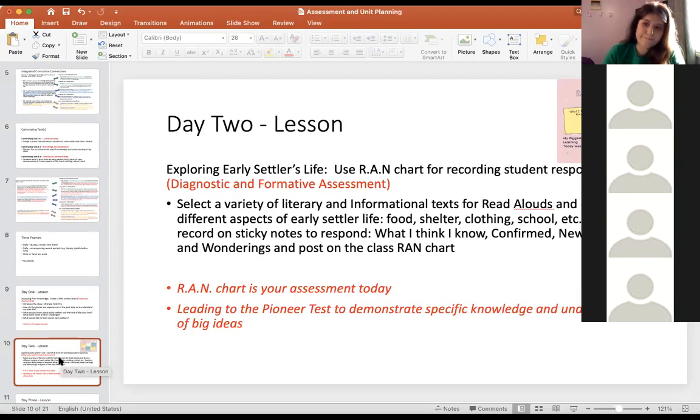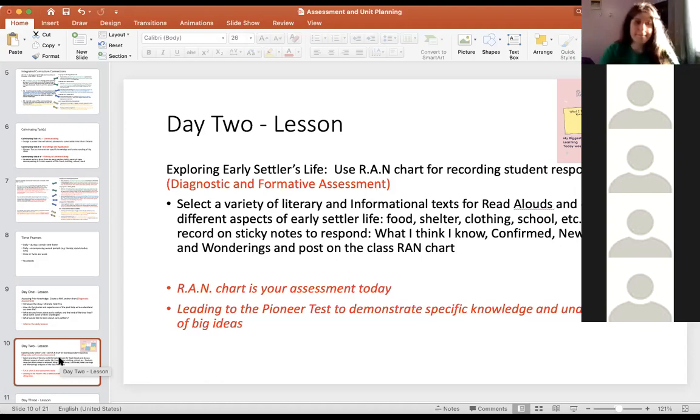Then on day 2, she's going to use that RAN chart. We talked about this in class, which is very similar to the KWL. It's just a little bit more in depth. And this time she's going to have a variety of literary and informational texts available. So she's going to do some read alouds. She might have books available to the students where they can go and look through the books. Maybe there's some web quests going on, but she's still doing some diagnostic assessment here and maybe even some formative assessment.